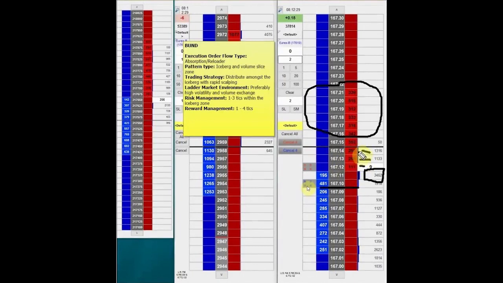You want to be working and partnering yourself with the iceberg. So you want to be trading the direction of the seller that you are observing on the ladder, and this is where we're observing it at the moment, and you're distributing your clips. So that's the trading strategy. And then the ladder market environment is preferably high volatility and volume exchange.